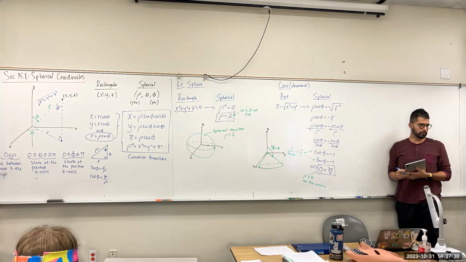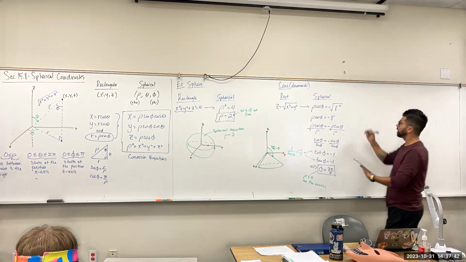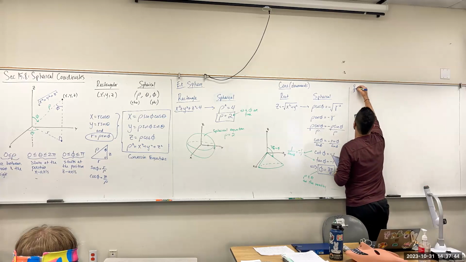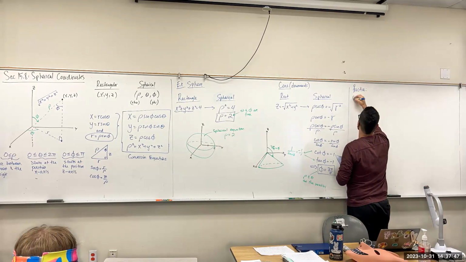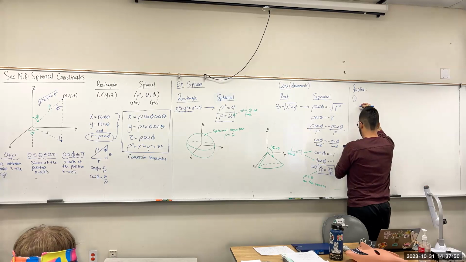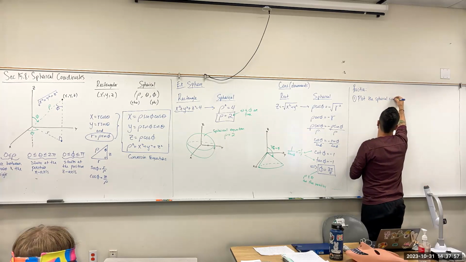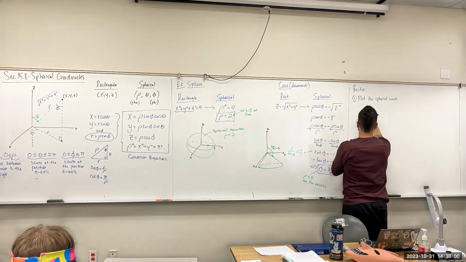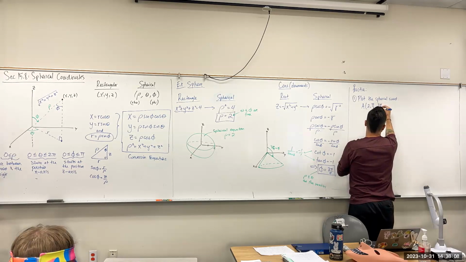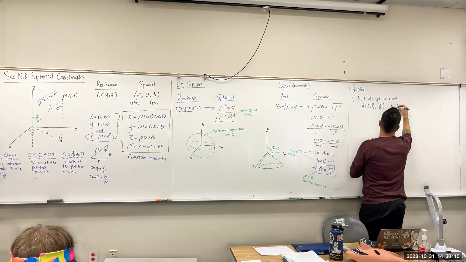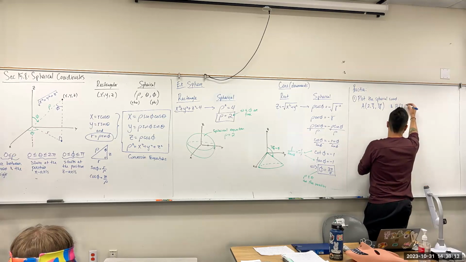Cool. Okay, let me have you guys practice a little bit of spherical coordinates here. Let me have you do 2 things. One, plot the spherical coordinates like I had you do for the cylindrical ones. So plot point A, which is 2, pi over 2, 3 pi over 4. And then plot point B, 3, pi over 2, pi over 6.